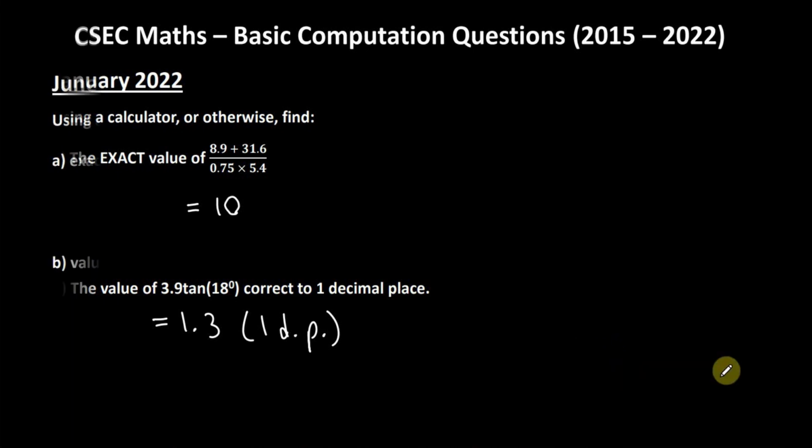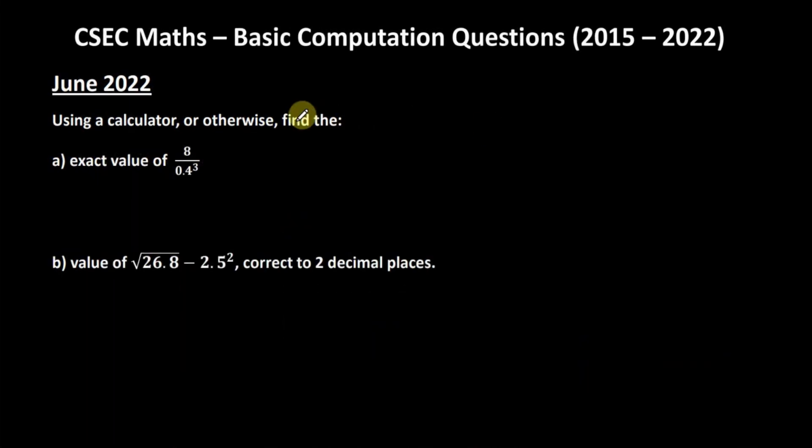Moving on to our next question. And now we're at our final question in this video, our final set of questions. And these questions were taken off the June 2022 paper. And this is the most recent paper at the time this video was actually created. So they asked us to use a calculator or otherwise to find the exact value of 8 divided by 0.4 cubed. And of course, guys, we're going to use our calculator to aid us with this one.